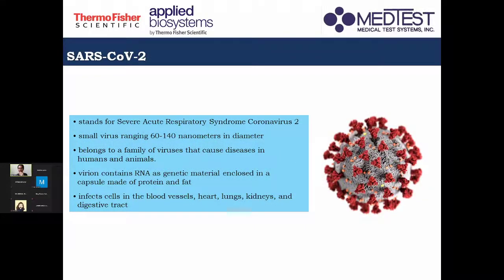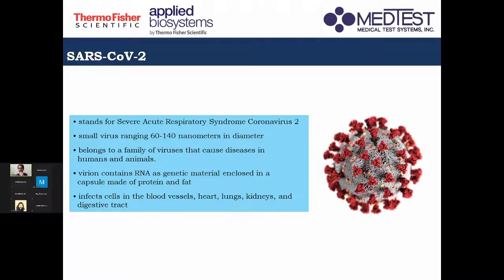So basically, SARS-CoV-2 is short for severe acute respiratory syndrome coronavirus 2. So we have the SARS-CoV way back a decade ago yata. So this is a new strain, no? Which is a small virus ranging from 60 to 140 nanometers in diameter. So ganun siya kaliit. And it belongs to a family of coronaviruses that infect both humans and animals.